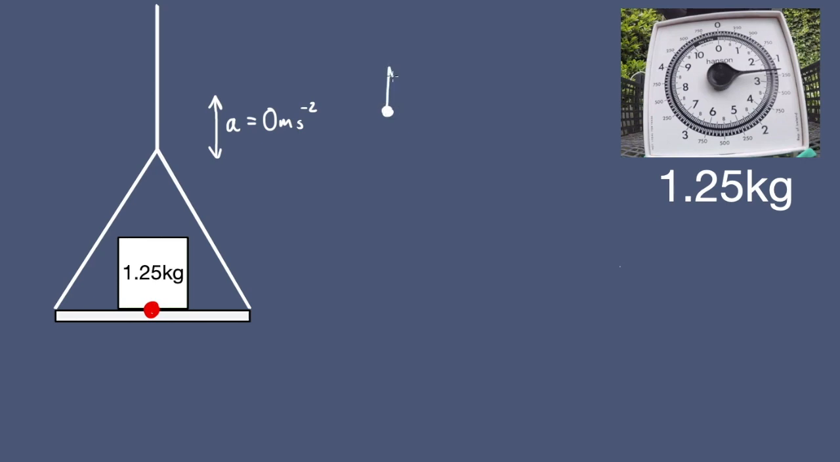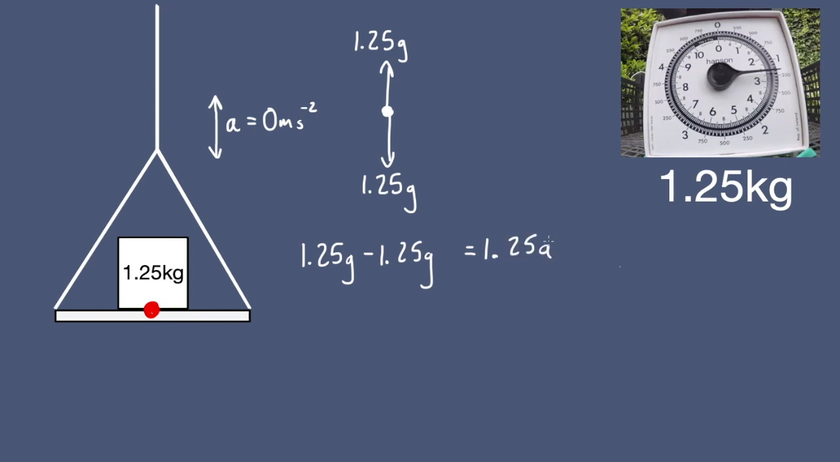So let's just have a look at this as the last example and sort of make sure we know what we're talking about. The weight down again is 1.25 g. We know from the scales, the normal force on the base of the lift is 1.25 g. Therefore, we have 1.25 g minus 1.25 g equals 1.25 a. So we have 0 equals 1.25 a. Therefore, the acceleration equals 0. Okay, so at this point at the base of the lift, we have equilibrium.